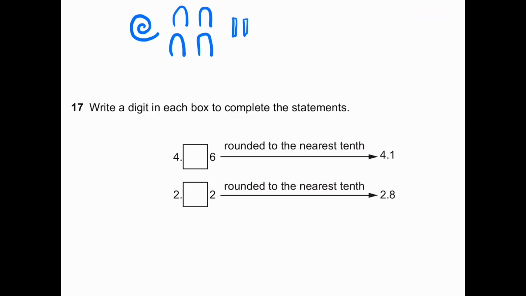Question 17. Write a digit in each box to complete the statements. 4.06 rounded to the nearest tenth is 4.1. 2.82 rounded to the nearest tenth is 2.8. As we know, 4.06 rounds to 4.1, so we'll write that 0 here. The second one, 2.82 rounded to the nearest tenth is 2.8.